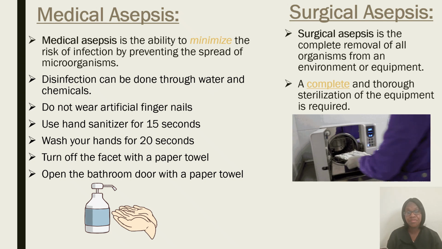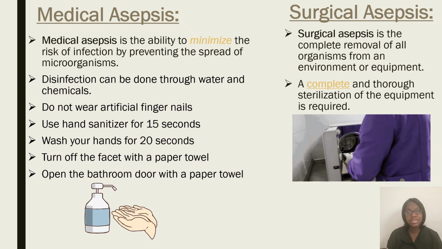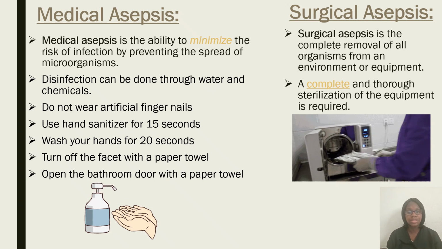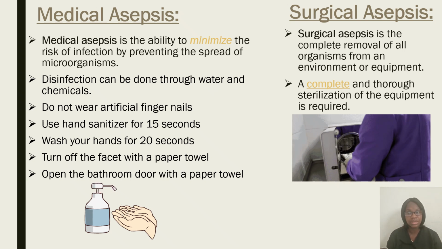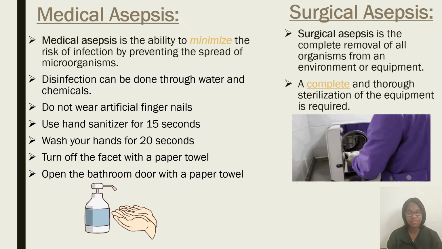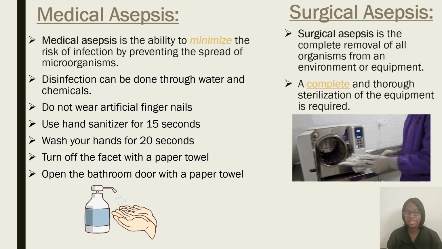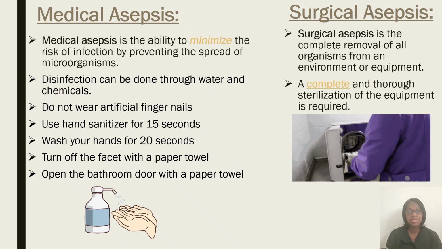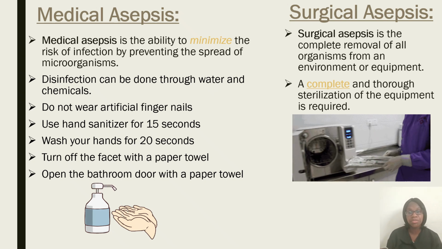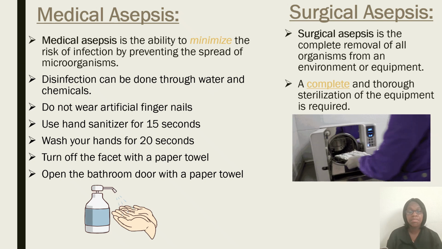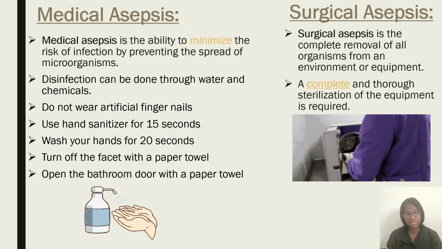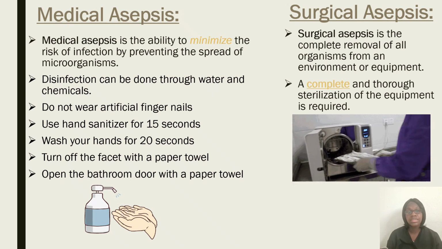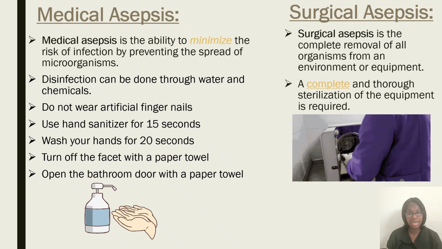Now we have two confusing terms. Make sure that you know these terms and know the difference, because these terms, medical sepsis and surgical sepsis, get a lot of people confused. Believe it or not, it seems like something easy to remember, but a lot of people get confused by these terms. So medical sepsis is the ability to minimize the risk of infection by preventing the spread of microorganisms. You want to disinfect your workspace. Disinfection can be done through water and chemicals.